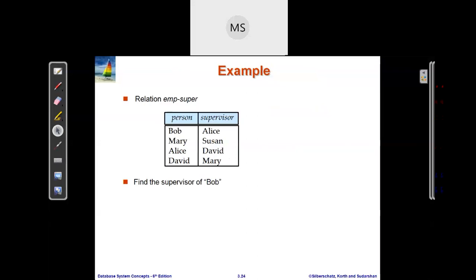The next example, as you can see on your screen, has one relation in this relational table. There are two columns, person and supervisor. In the person column is the name of the person, and in the supervisor column the name of the supervisor this person reports to. So the query is, find the supervisor of Bob.